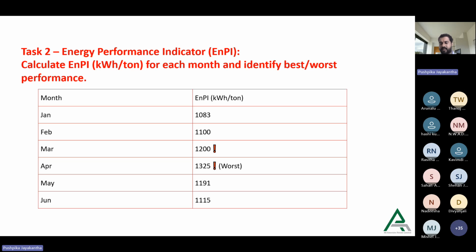Michelle, task 2, best January, worst April. Yasita, best January, worst April. Yes, that is correct. So you can see here, you have to divide this energy consumption by the production, and then you can get these values. So January is the best value and best month, and April is the worst month. So again, this variation indicates these operational inefficiencies and poor energy controls.